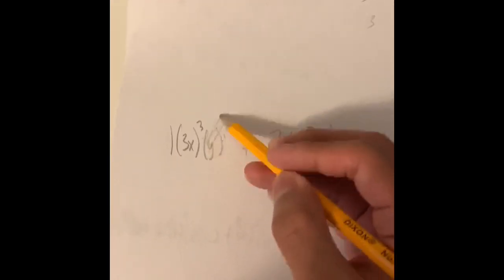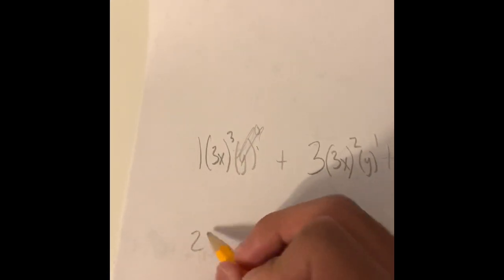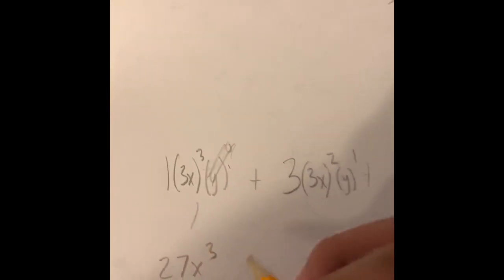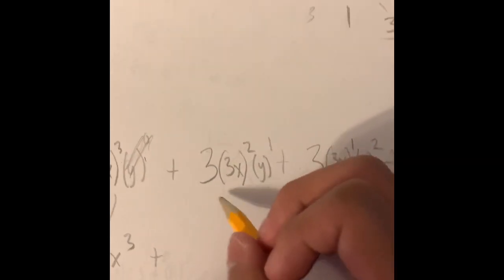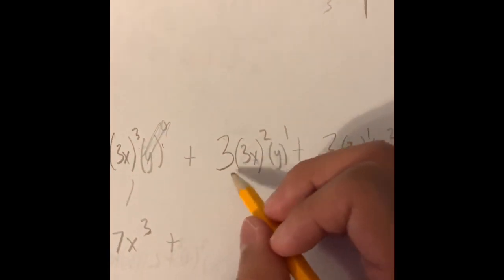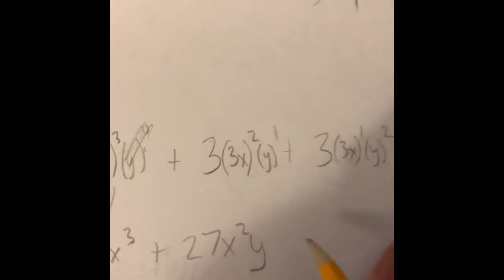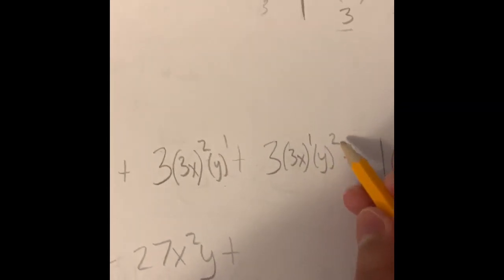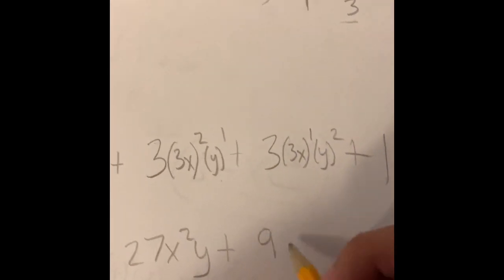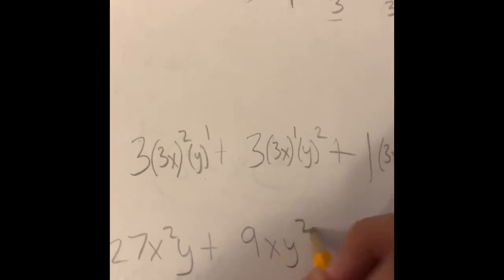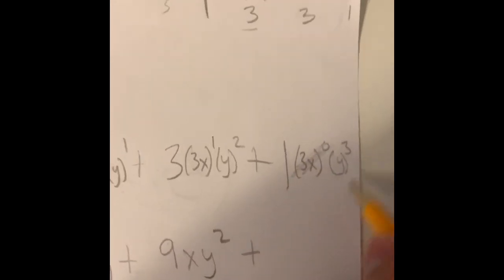So now let's look. y to 0 is just 1, so don't worry about that. 3 cubed is 27. 27x cubed. Now let's see. y to the first is just y. 3 squared is 9. 9 times 3 is 27. So 27x squared y. Let's go on to the next one. y squared. 3 to the first is 3x. 3x times 3 is just 9x. So 9xy squared. Last one. 3x to the 0 is just 1. And then y to the third.